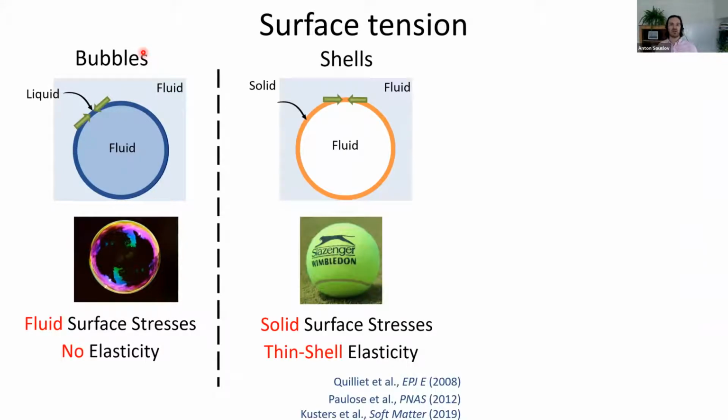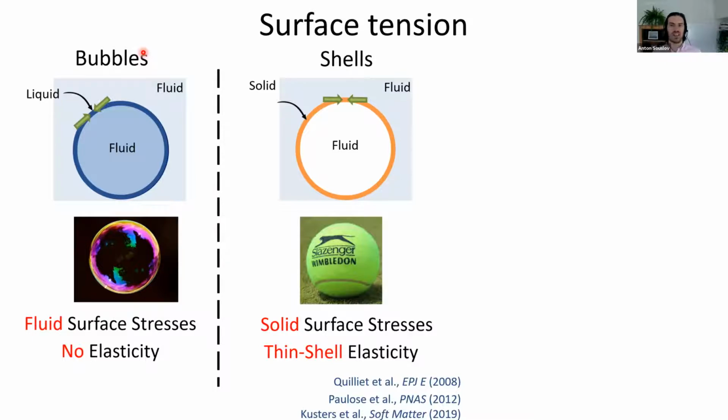Another example where we have this interplay between surface tension and elasticity that I won't be talking about today are shells, right? Usually in shells, in fact, we don't call it surface tension, we just call it tension because the entire system is a surface. And this is something like a tennis ball, right? A tennis ball is hollow, and you can think about applying tension to it and seeing how the shape deforms.